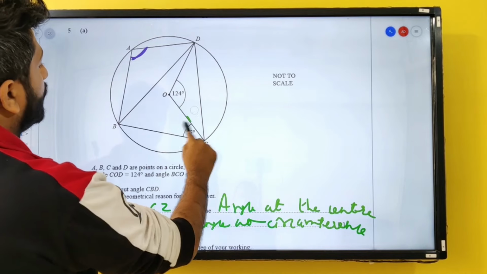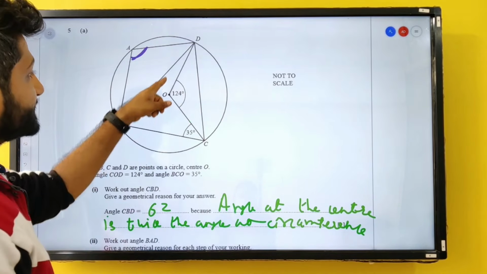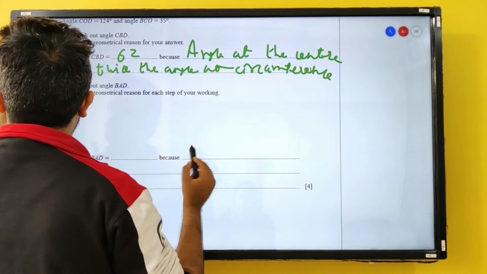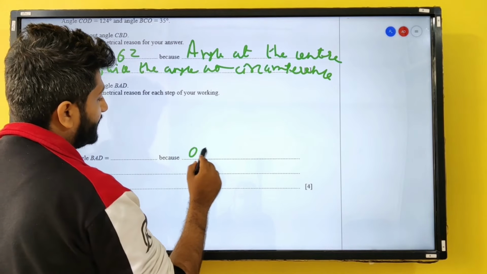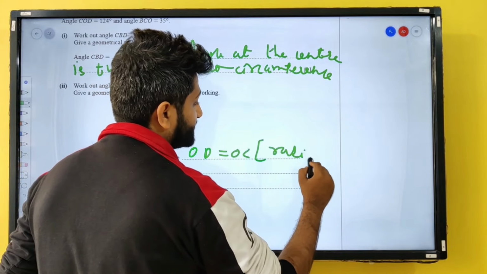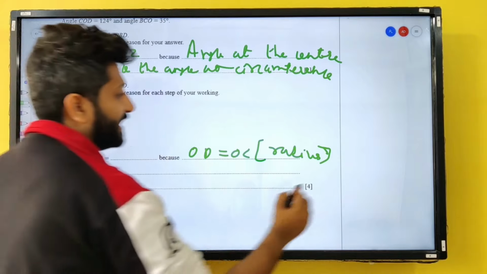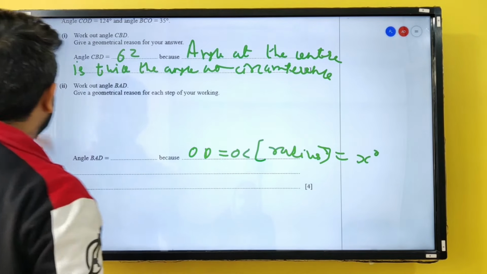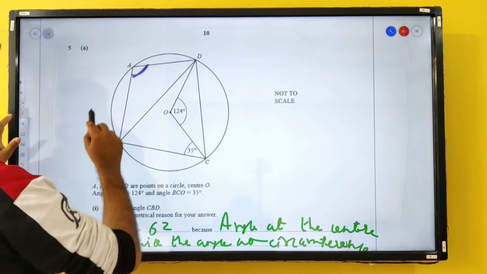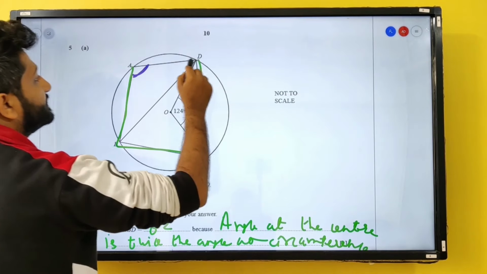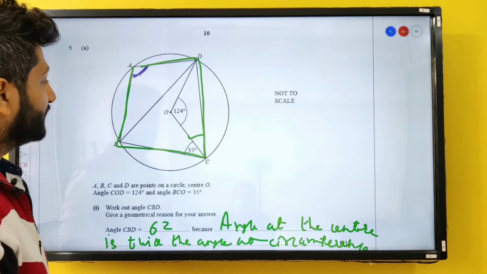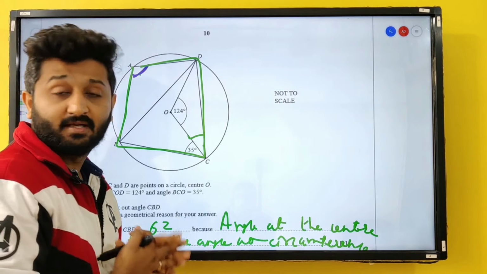See this triangle ODC is an isosceles triangle. Why? Because OD is equal to OC. Because I have to give my geometrical reason, I'll write OD equals OC because both of them are radius. So let's say I am writing them as x degrees. Let me find this x first, because if you observe, ABCD is a cyclic quadrilateral. So if I find this angle and subtract it from 180, I'll get the angle BAD.